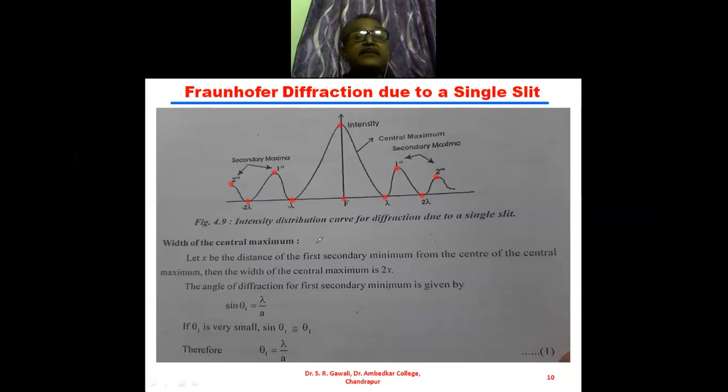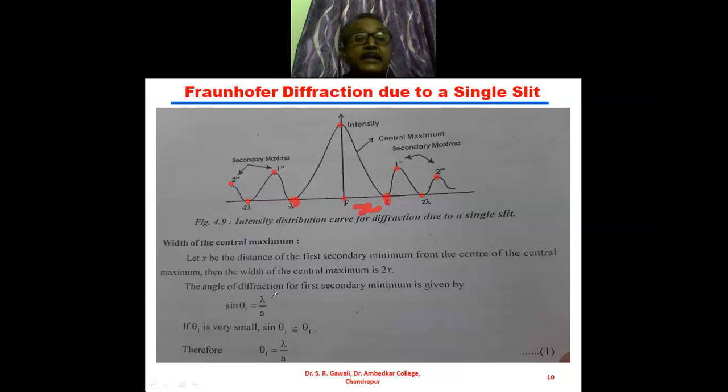central maximum. So width of the central maximum is nothing but ये जो पर्टिकुलर पॉइंट है ये और ये, इनमें का डिफरेंस अपने को निकालना है. That will be nothing but the width of the central maximum. Let x be the distance of the first secondary minimum from the center of the central maximum. सेंट्रल मैक्सिमम से ये जो डिस्टेंस अपन ले रहे हैं, ये ले रहे हैं x. ओके, F से डिस्टेंस यहाँ तक का.